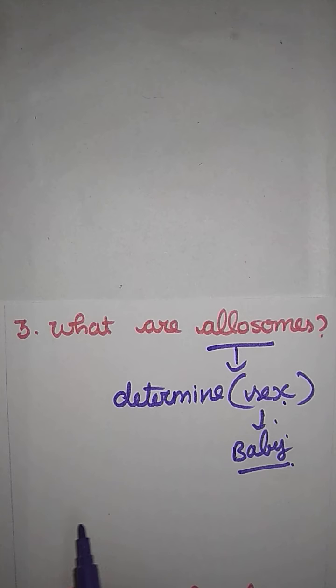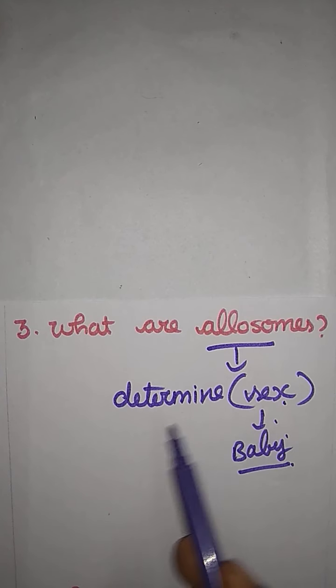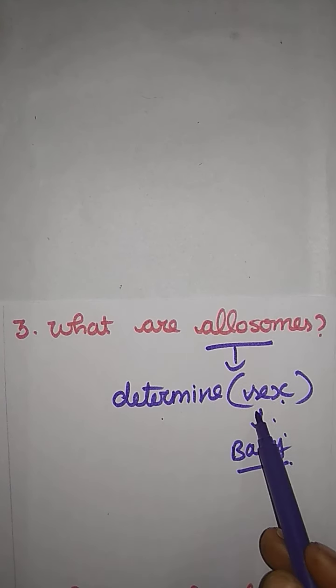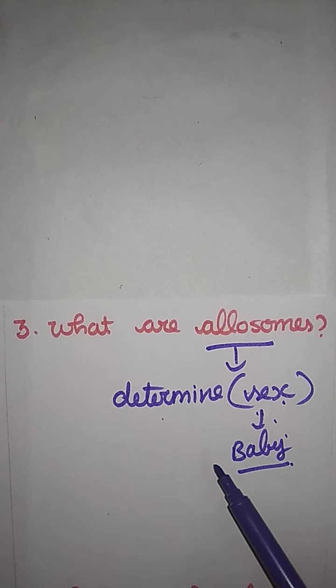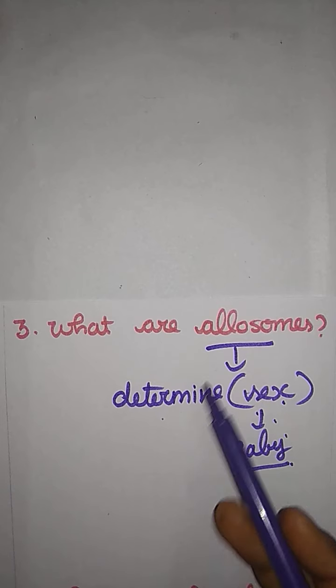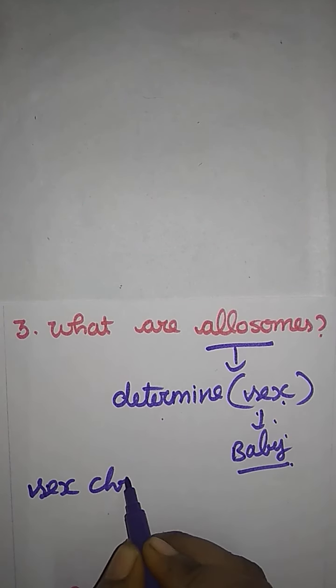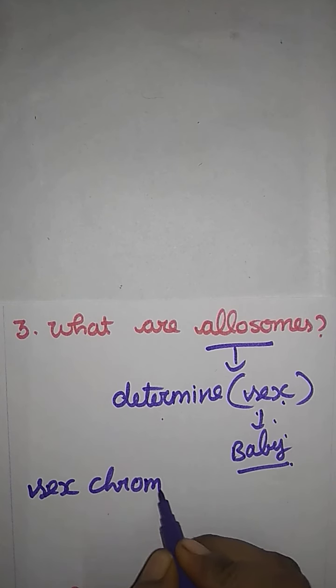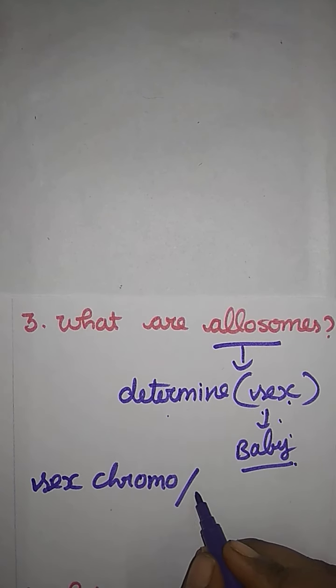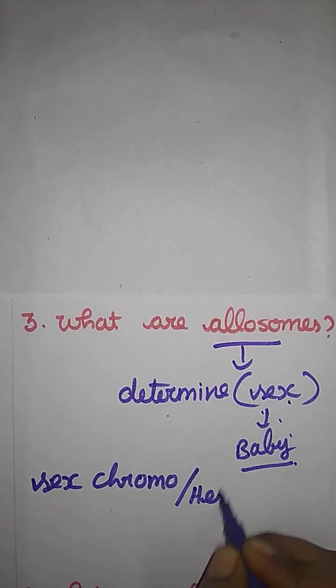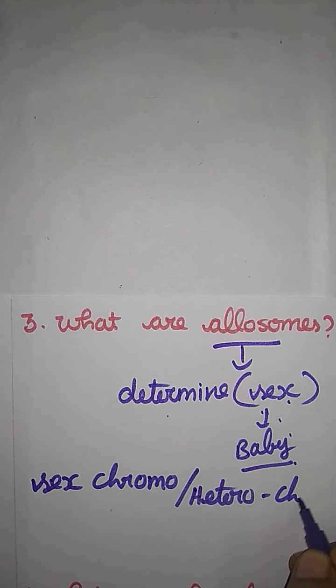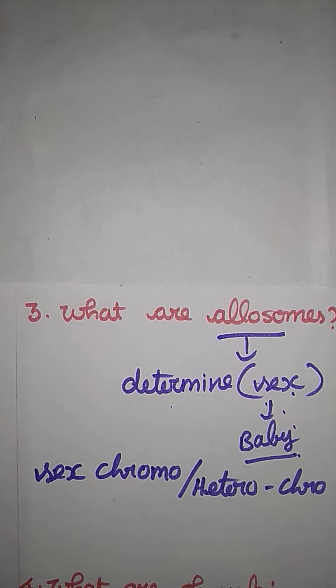On our page number 266, the types of chromosomes based on their functions are given. In the third paragraph, what is an allosome? Allosomes are chromosomes which are responsible for determining the sex of an individual. It is called sex chromosome or heterochromosome. Here allosome is also called sex chromosome or heterochromosome. Okay? So that's it for the third one.